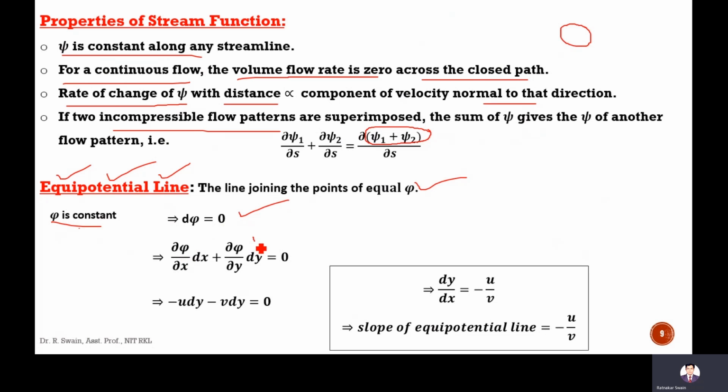D phi you can write in terms of partial derivatives as del phi by del x into dx plus del phi by del y into dy, because phi is a function of x and y. This will be 0. So del phi by del x is minus u, del phi by del y is minus v. So minus u dx minus v dy is 0. So dy by dx is minus u by v. Dy by dx is the slope of a line. It means the slope of the equipotential line is minus u by v.